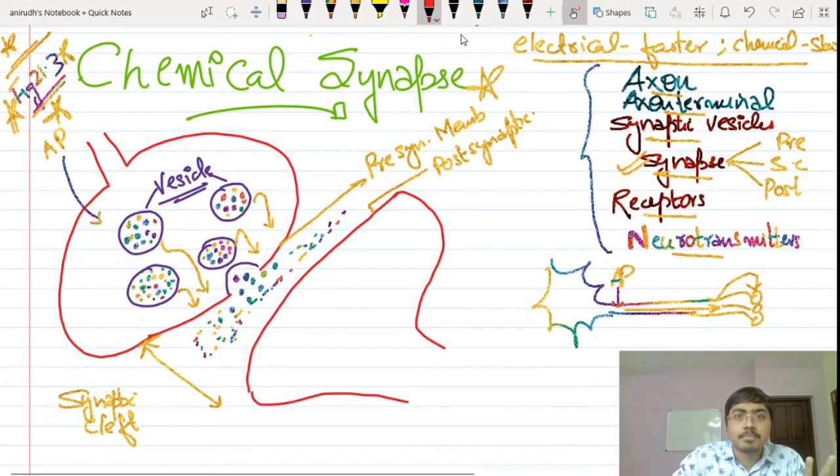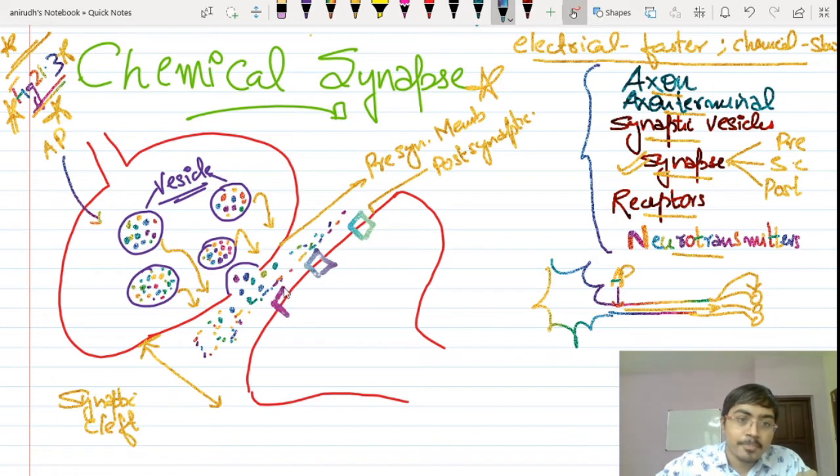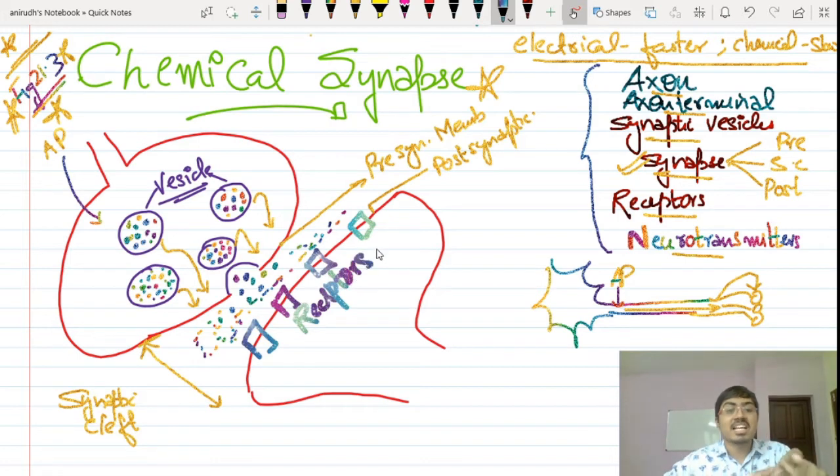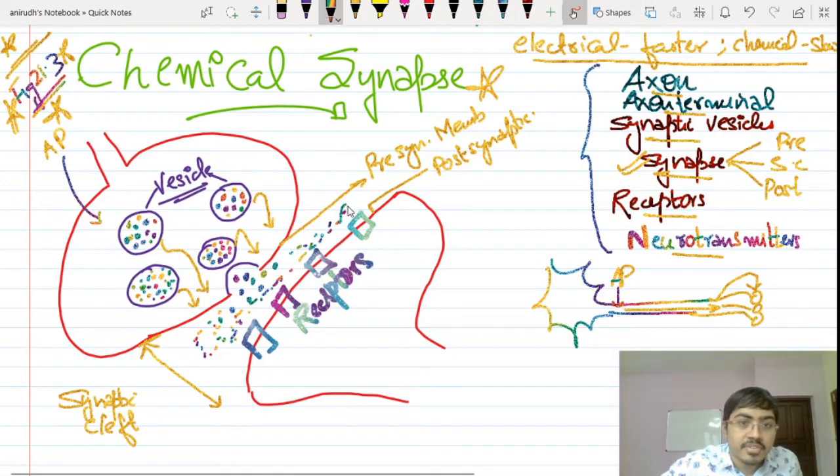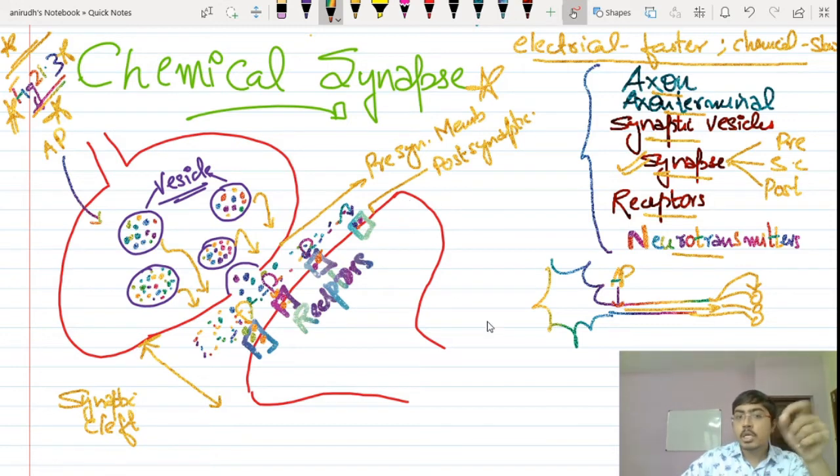Okay. So what happens after this? What happens after this is very simple. You have receptors over the surface of the postsynaptic membrane, something to attach with. So these neurotransmitters will come and attach to the receptors like this. Very easily understandable. Now when they attach to the receptors, what will happen? We know that you have channels on the membrane of a neuron. What are the channels on the membrane? They have sodium channels, potassium channels, and sodium potassium ATPase.